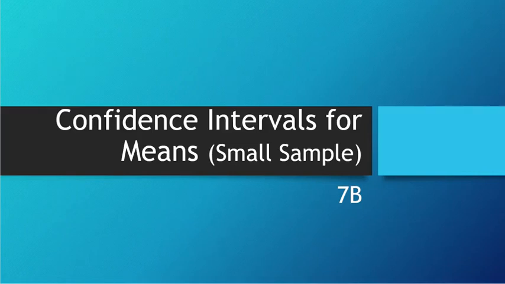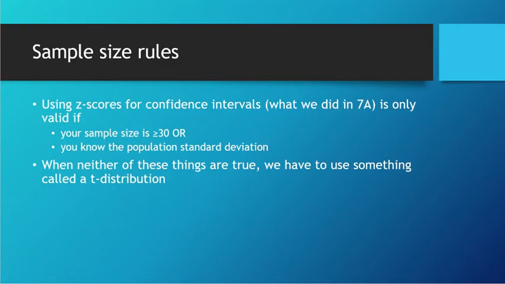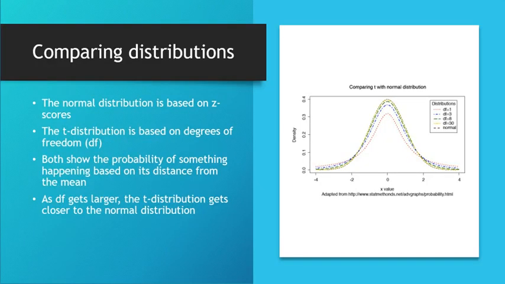7b, we're going to look at confidence intervals for the mean, just like we did last time, but this time we have a small sample size. Okay, so in statistics, a small sample size is considered anything that is less than 30. The process that we used in 7a, you have to have a sample size that is greater than 30. If not, it changes things a little bit.